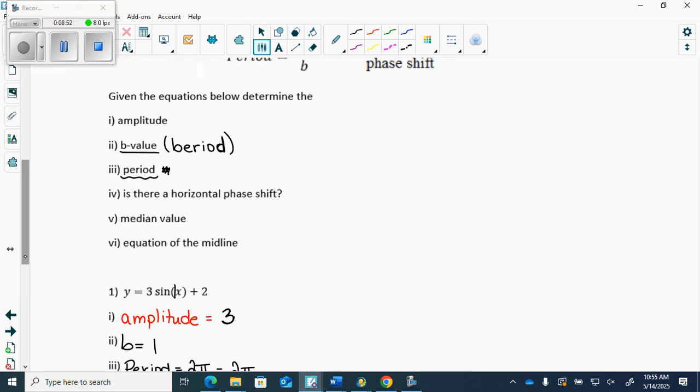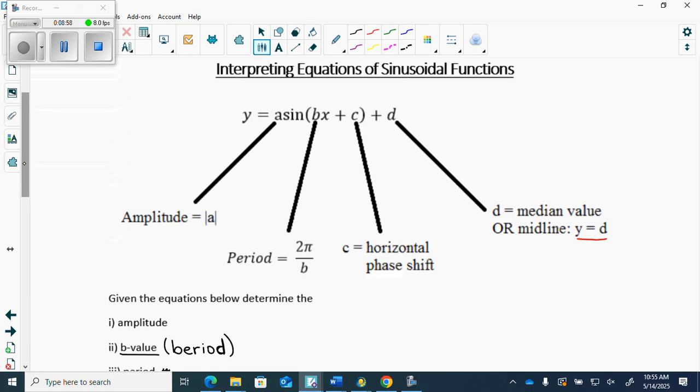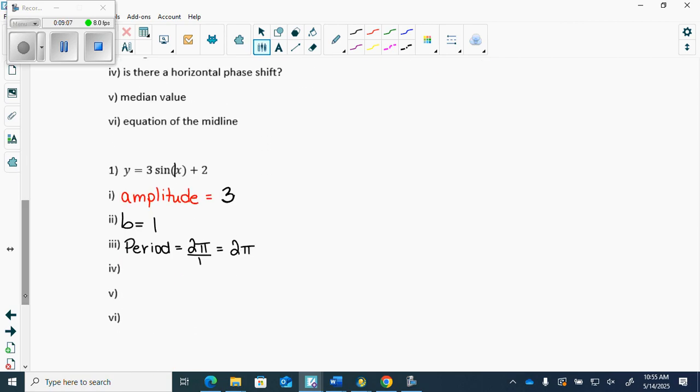This next one asks, is there a horizontal phase shift? We know there's a horizontal phase shift if and only if in this bracket we have x plus something or x minus something. We have to have that c, correct? So it's a yes or no answer. Does this one have a horizontal phase shift? I just have an x in the bracket, so no. Let's go to the next one.